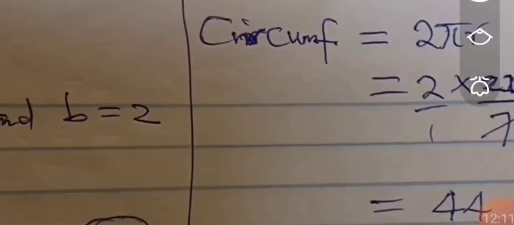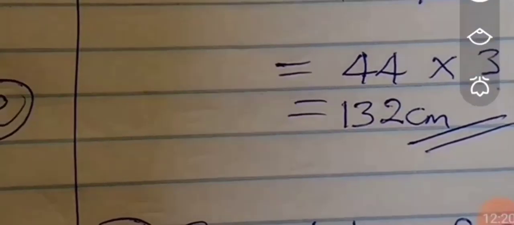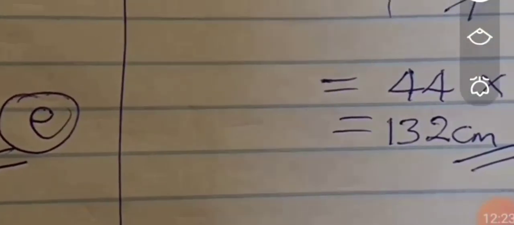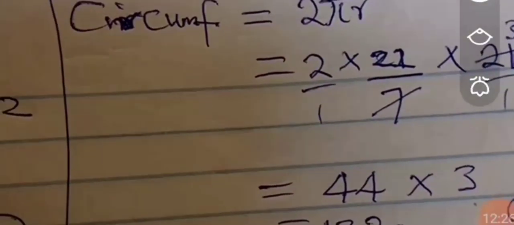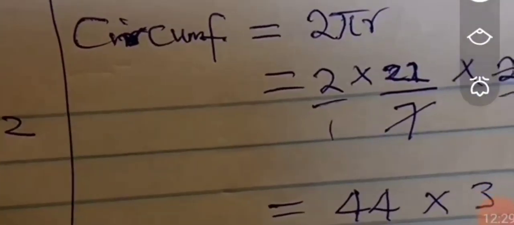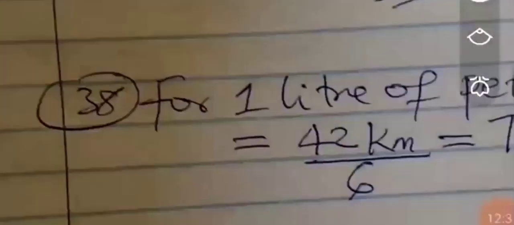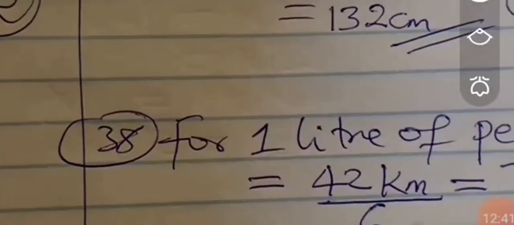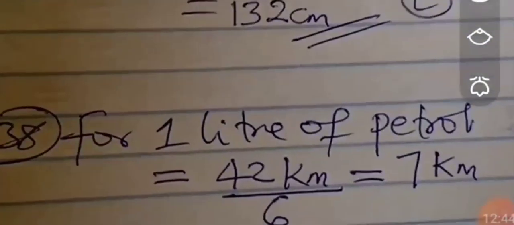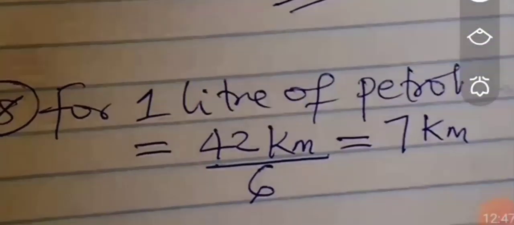So what do we do? For 1 liter of petrol, that means the car will travel 42 kilometers divided by the 6 liters we have. So by the time we divide that, we have 7 kilometers. 42 divided by 6 is 7. So you see that for 1 liter of petrol, the car will travel 7 kilometers.